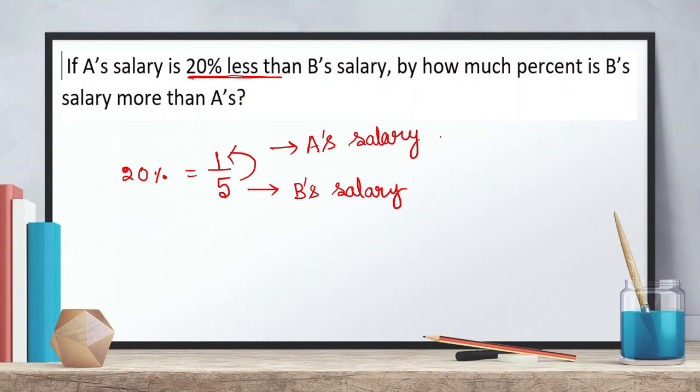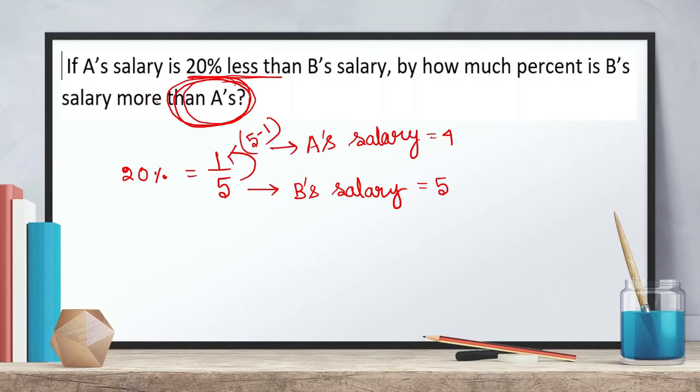So A's salary is 4, B's salary is 5, and it is 5 minus 1. Okay. So A's salary is 4, B's salary is 5. Now what is the question? The question is how much percentage is B's salary more than A's? So more than A's. How can we find that?